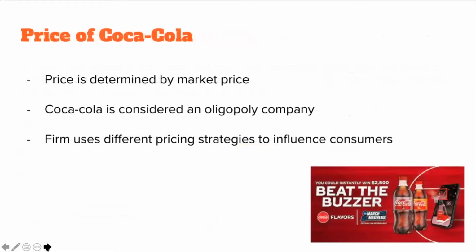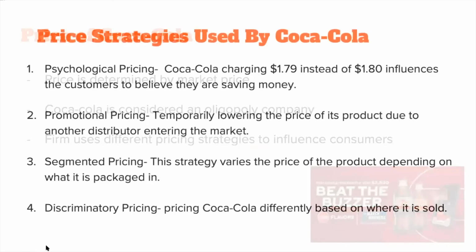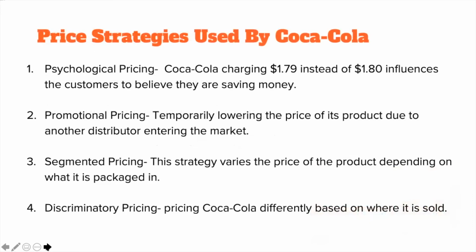All right, so my name is Levi Sherman, and I'm doing the price of Coca-Cola. So first, Coca-Cola's pricing is determined by the market price because it is a firm, and firms take the price given by the market. Coca-Cola is an oligopoly company. Even though the selling price is not determined by Coca-Cola itself, the firm can still use different pricing strategies to help influence consumers. The first strategy is psychological pricing.